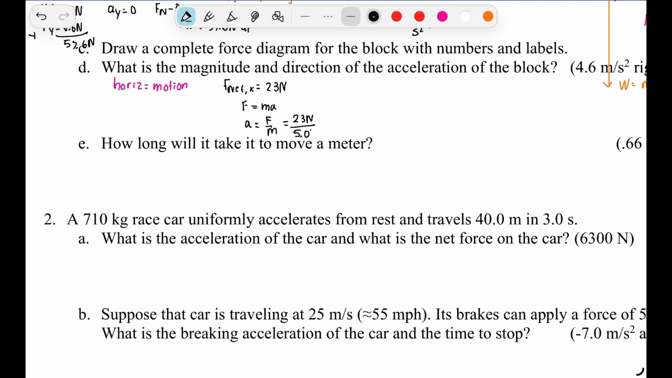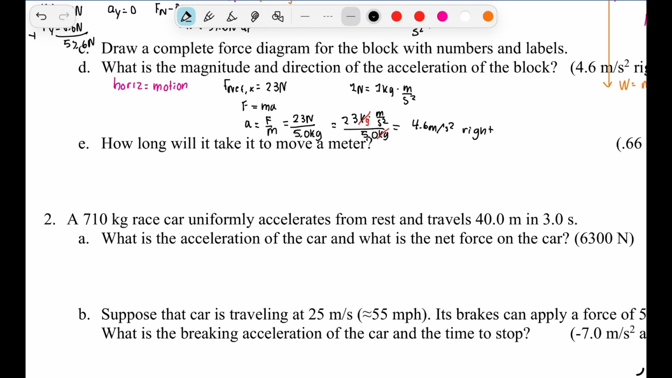over 5.0 kilograms. Since we know that 1 Newton is equal to 1 kilogram times meters over second squared, we know that the units cancel, so our acceleration is going to equal 23 kilograms times meters over second squared divided by 5.0 kilograms. We see that our kilograms cancel out. And then we're left with 4.6 meters per second squared, and this is to the right.